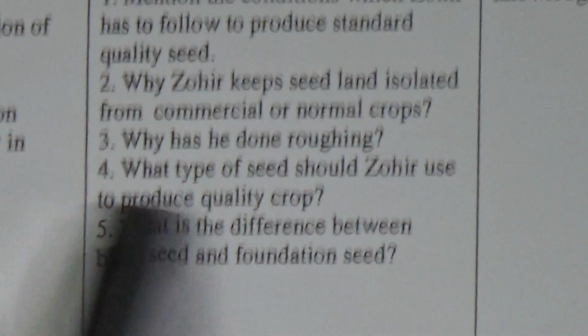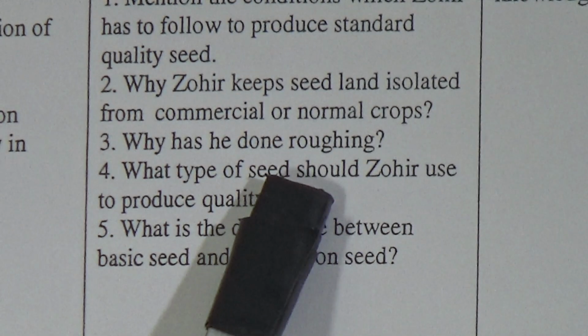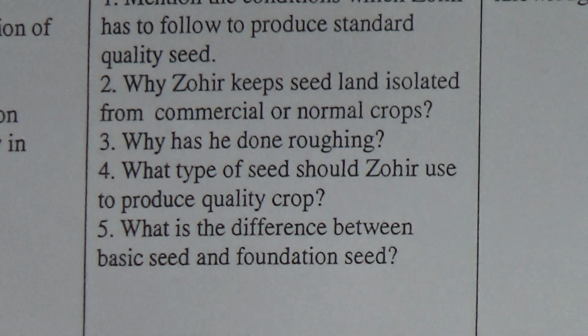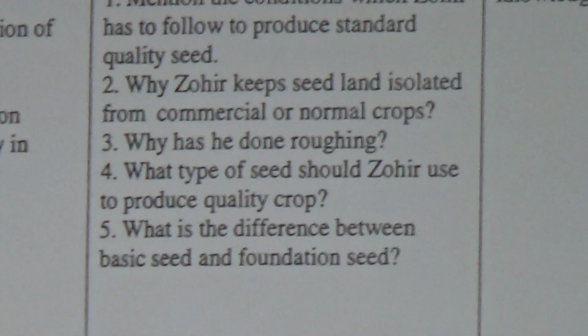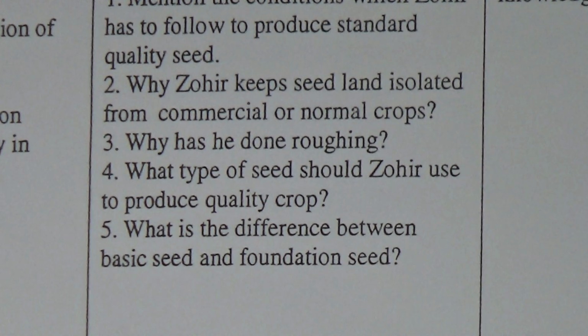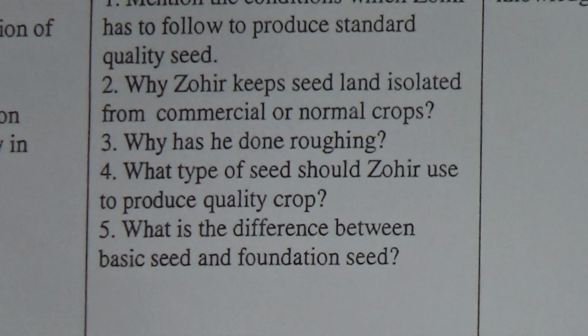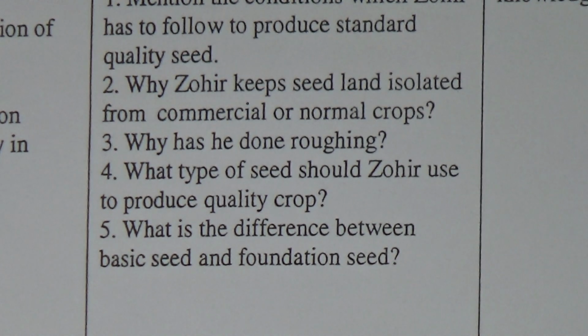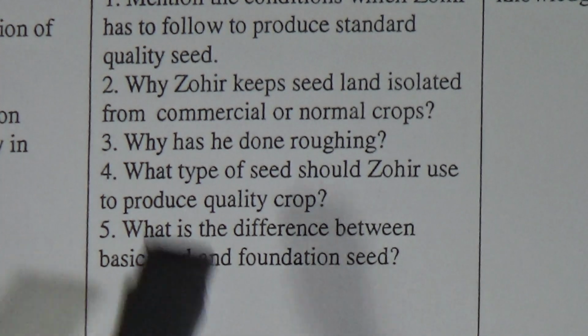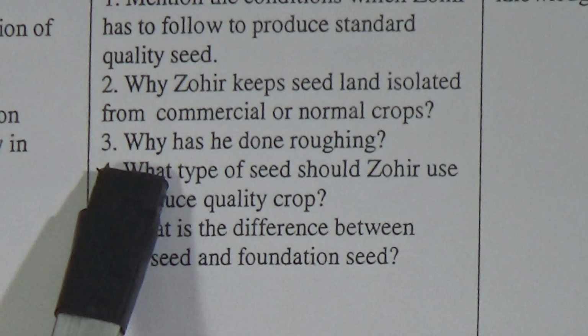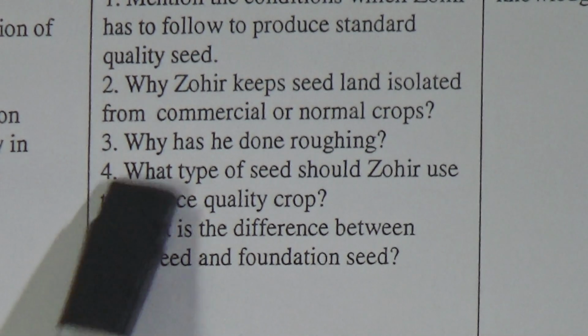Number 3 is saying, why has he done rogging? He needs rogging because if he doesn't do it, the purity of his seeds cannot be maintained. Other kinds of seeds or some weeds may grow and mix up with his original seeds, and there will be unwanted kinds of seeds among his seed crops. So he must do rogging, and he must do it before the flowering of the plants.